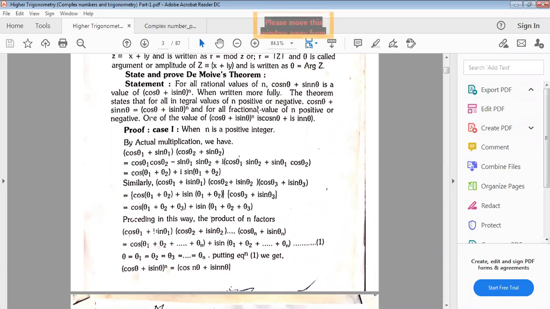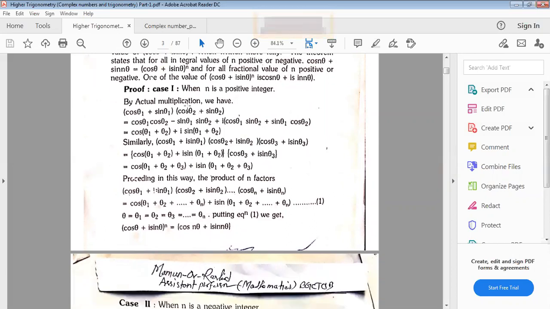Rational, maybe rational or fraction. There are two types of fraction: one is proper fraction and the other is improper fraction. Maybe the value of n is positive or negative. One value of (cos theta plus i sin theta) whole to the power n is this. That means this equals this: (cos theta plus i sin theta) whole to the power n equals cos n theta plus i sin n theta. Now for the first case, we will prove this statement, de Moivre's theorem.